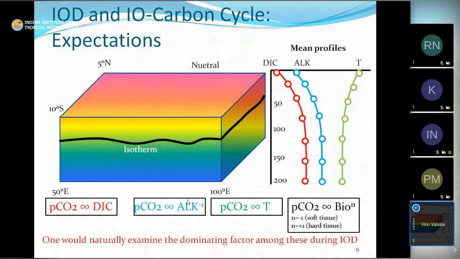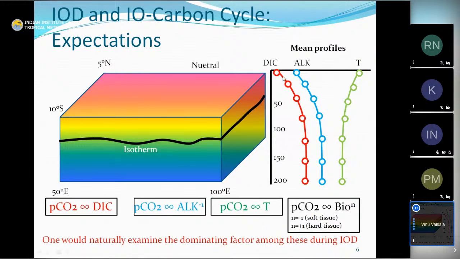So now let us bring in the concept of IOD and the Indian Ocean carbon cycle, because we need to link these two. What is the mean state of the tropical Indian Ocean? You can see in this cartoon. Here I show the Indian Ocean as a tropical region from 10 degrees south to 5 degrees north, and from west to east. The thick black line is an isotherm or thermocline. Unlike the Pacific or Atlantic, the tropical Indian Ocean thermocline is flat. We all know that because of the dominance of the annual mean westerlies over the equatorial region, we have a very flat isotherm structure.